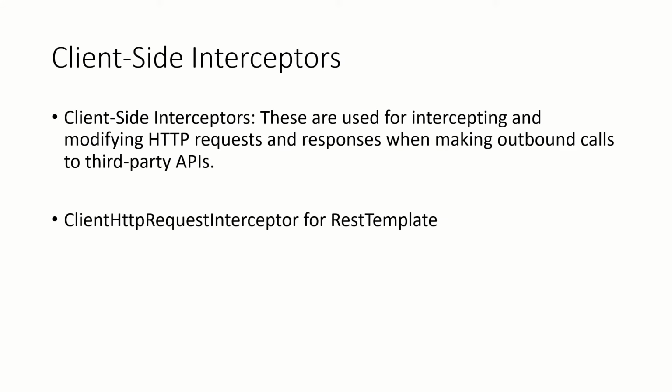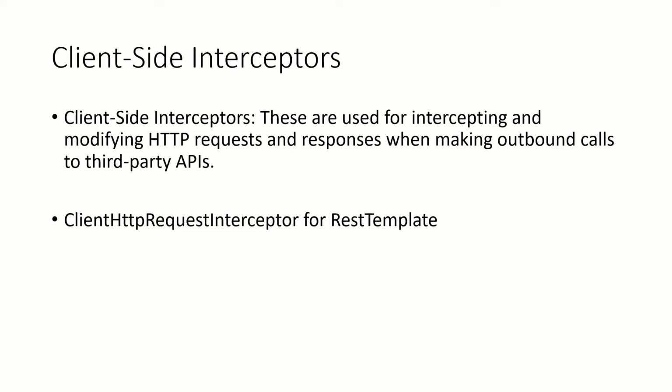Coming to interceptors, we have two different kinds of interceptor implementation in Spring Boot. The first one is the client-side interceptor implementation. These are used for intercepting and modifying HTTP requests and responses when making outbound calls to third-party APIs. So let's say you have your application ready, and in your application you develop one API, and that API is calling a third-party API. In that case, you can implement the client-side interceptor at your application level and manage the third-party API that you are calling.